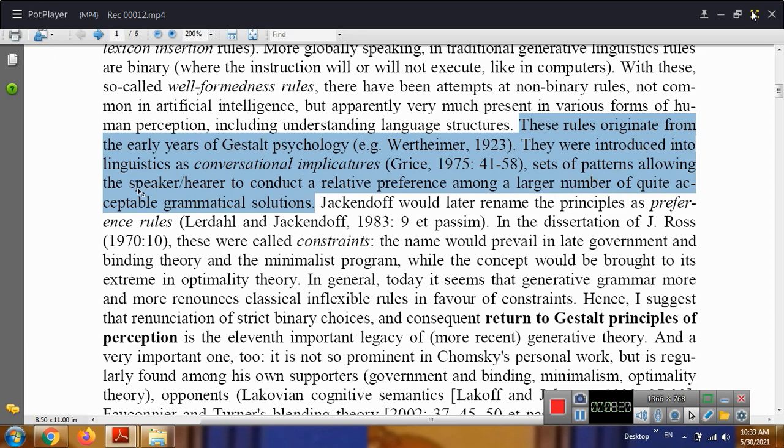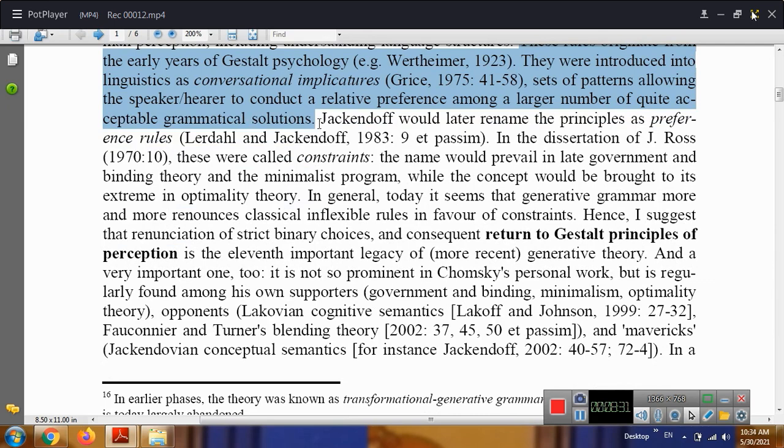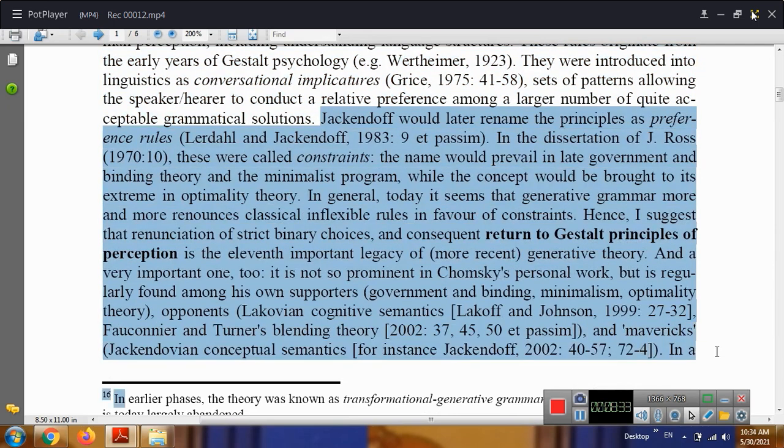Conversational implicators are a set of patterns allowing the speaker or hearer to conduct a relative preference among a larger number of quite acceptable grammatical solutions. That was the definition of conversational implicator. You should know that Jackendoff and Dove will later rename the principles as preference rules.